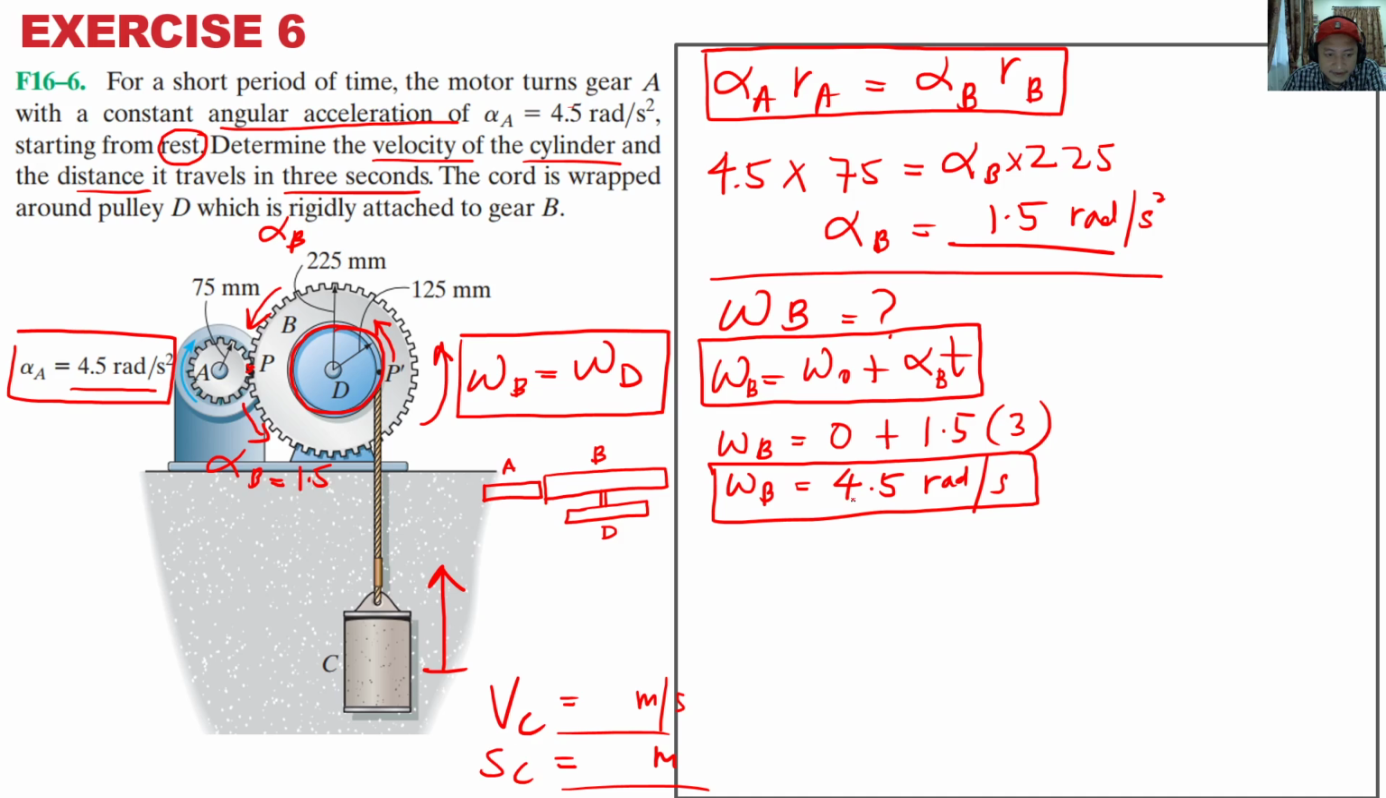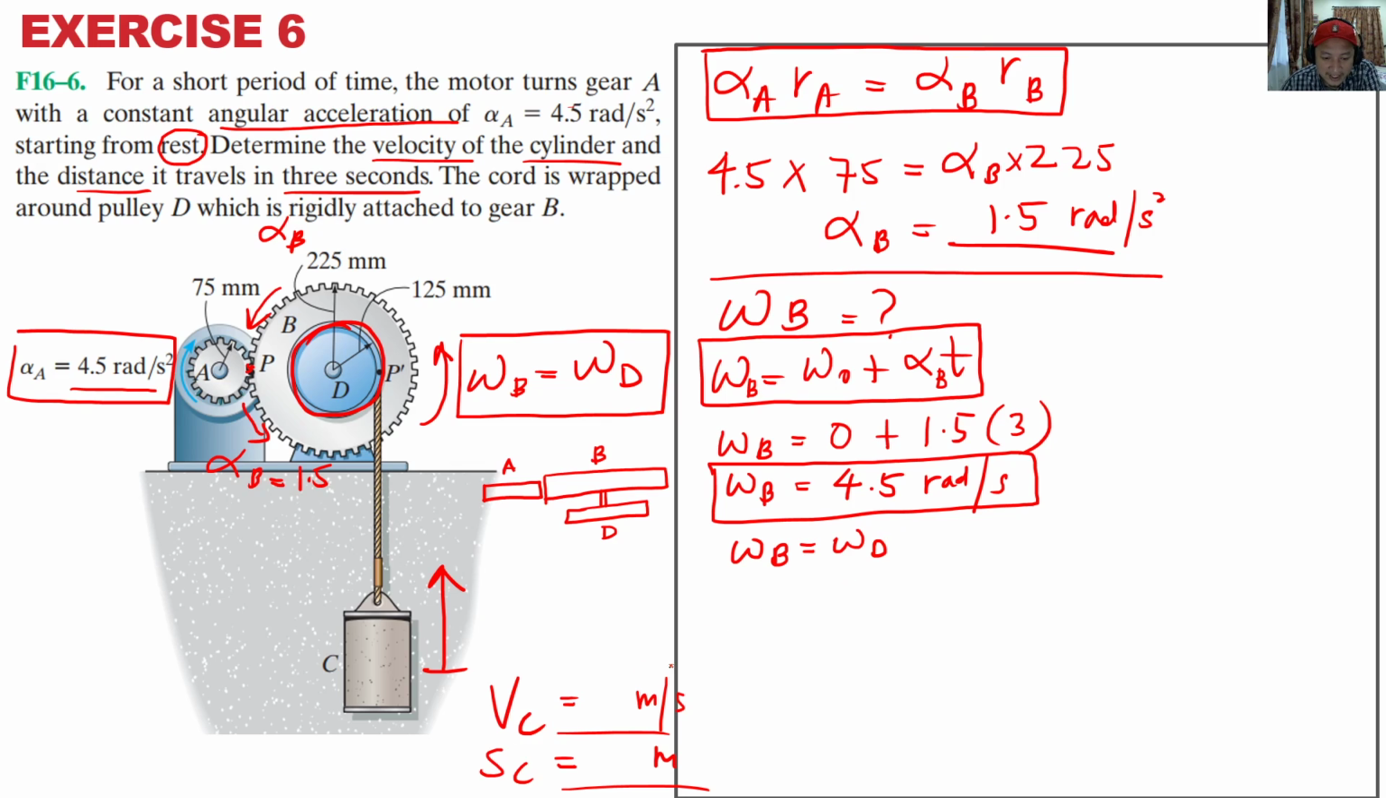So omega B is 4.5. If omega B is 4.5, omega B is also equivalent to omega D. So this D bucket, this D circle is actually rotating at 4.5 radian per second.